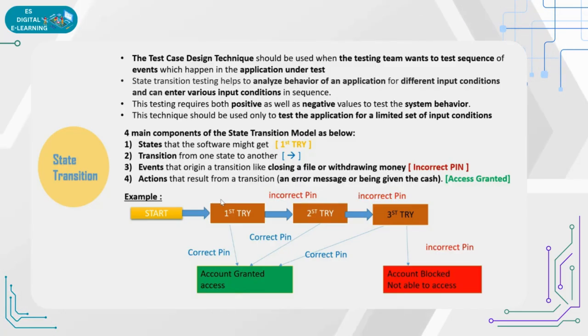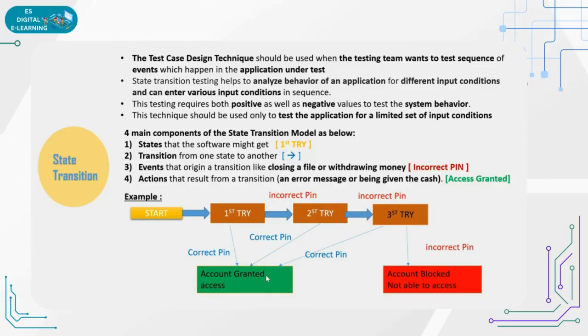So that is the output, like whatever input we are giving, how the state is transferring from one point to another point. What is the action it took? Whether it is incorrect or correct. If it is incorrect, what is the point it made? Whether it is blocked, and if it is correct, it is able to access it. So these actions and events will be considered as a state transition.